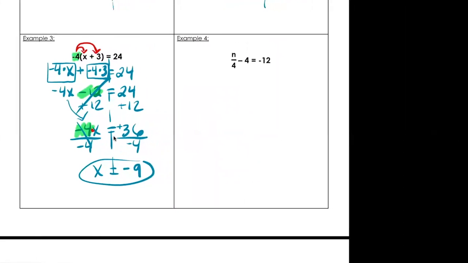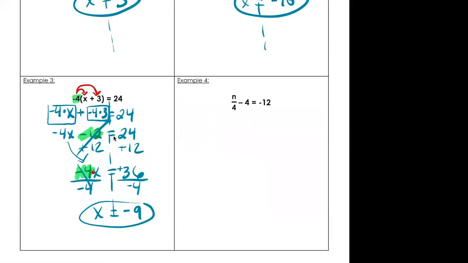Example 4, n over 4 minus 4 equals -12. No parentheses, so we're going to skip step 1. Step 2 is to get rid of addition and subtraction. So I'm going to get rid of the -4. I'm going to do so by adding 4. Bring down the n over 4. Cross out the 4's. Bring down the equal sign. -12 plus 4. We're adding different signs, so we're going to subtract them. And it gives us 8. The bigger number is negative, so it's -8.